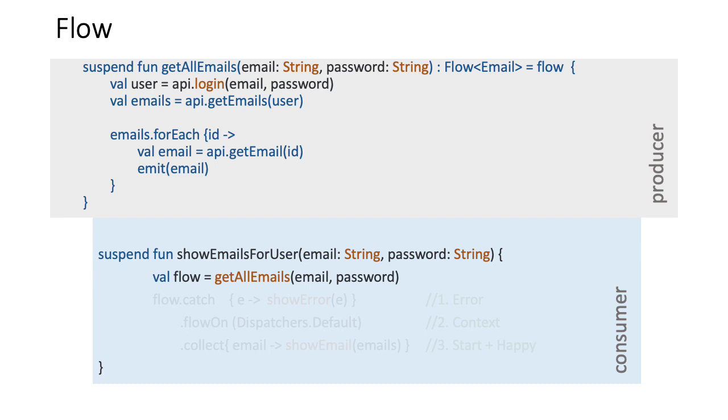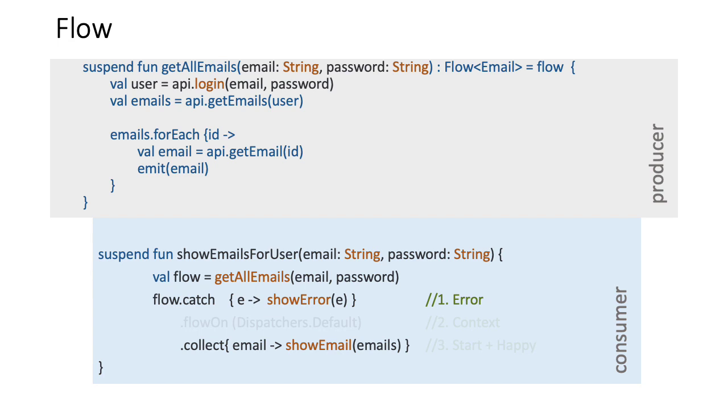Let's look at the consumer. Flow will not start yet until the consumer starts it by calling collect. The collected email can be dispatched to the UI component displaying the email from inside the collect block. The producer will wait for the email to be dispatched before emitting the next mail.